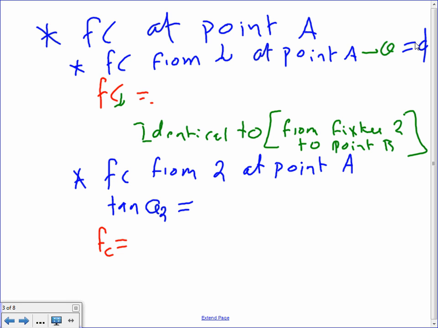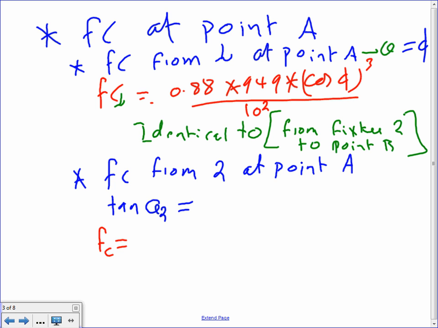I'm going to do the calculation, but we already did it. So if you guys go over here, you're going to find 0.88. I'm going to do it one time: 949 times cosine 0 to the power 3, divided by 10 to the power 2. That will get you a healthy 8.25. What I wrote here is identical to from fixture 2 to point B.